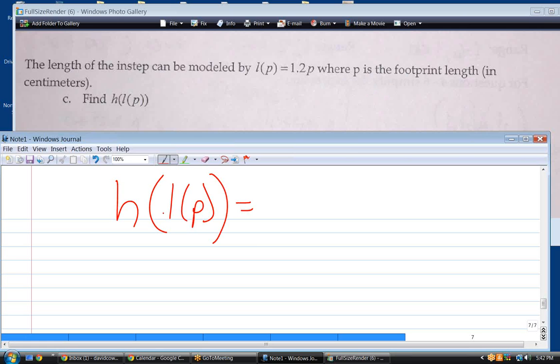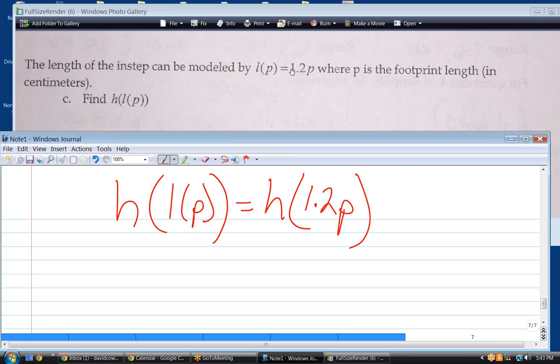They just want to know what the hip height is going to be as a function of the footprint instead of the function of the instep. Because we have the instep as a function of the footprint, I can now write the hip height as a function of the footprint. Well, that means that it's H of what? H of 1.2P. Right, that's L of P right there inside the parentheses, 1.2P. All I did was copy it from right there.